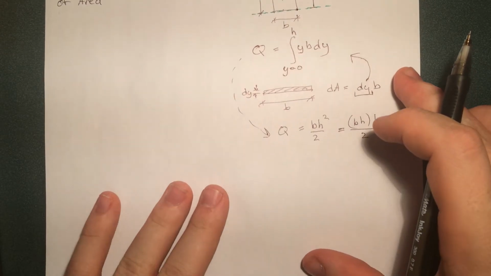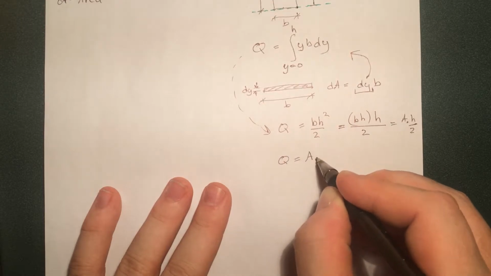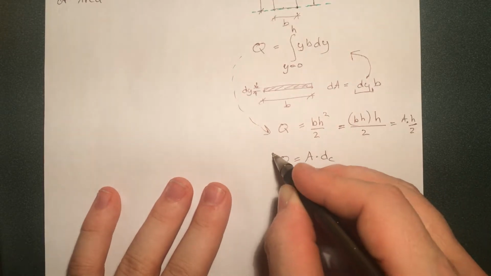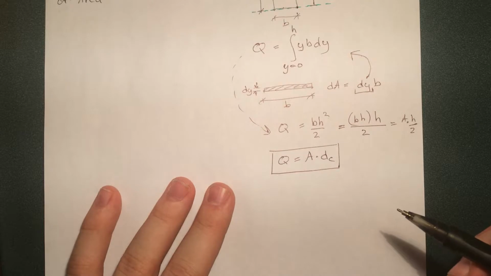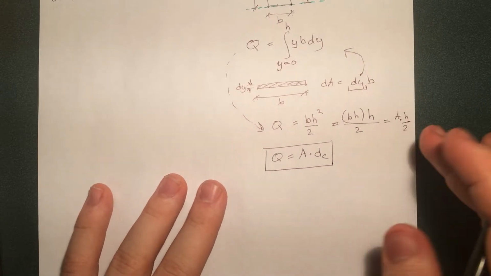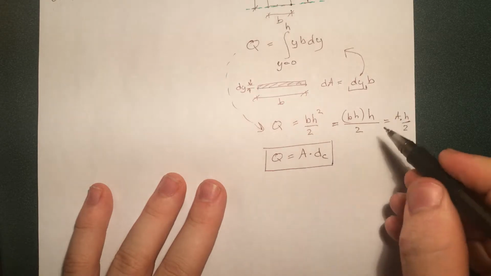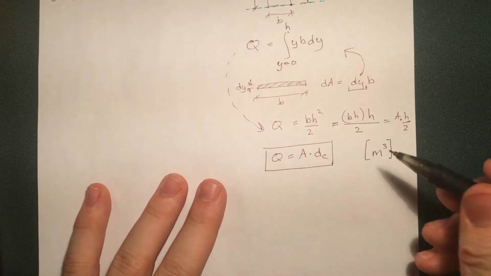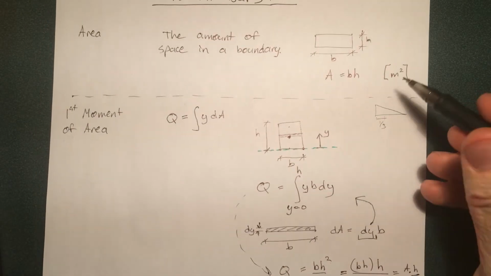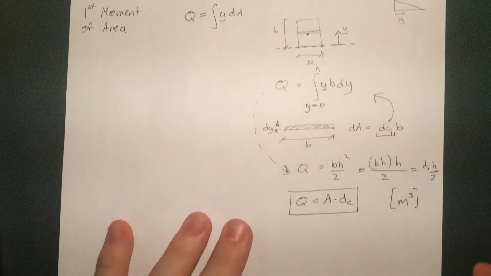All right, so moving along here, let's just redefine Q. It's a definition you should remember: area times the distance to the centroid. And that's the one you want to use all the time, because it's just a simple way to remember it. And of course the units: area, that's meters squared, times distance, that's just meters, so the units are meters cubed. Notice how this is just one more power than it was up here. So for the first moment of area, we're increasing the power by 1.